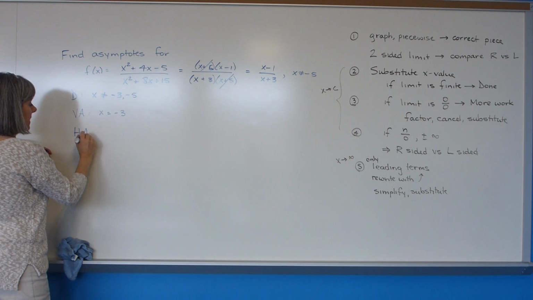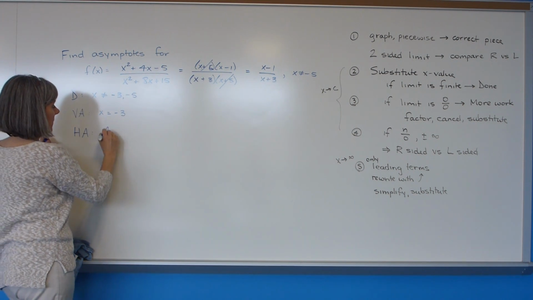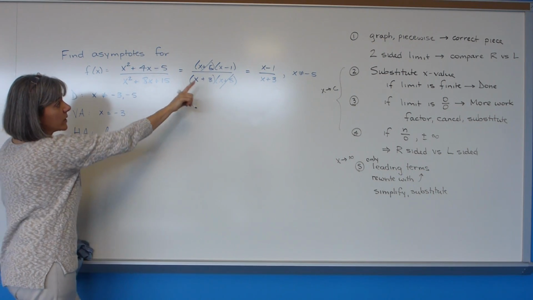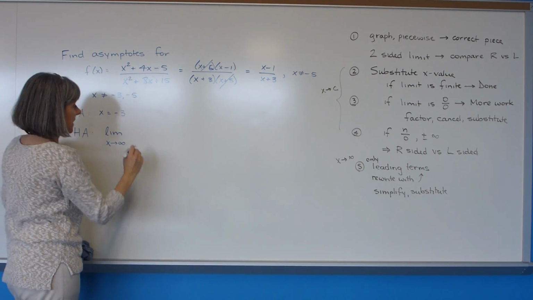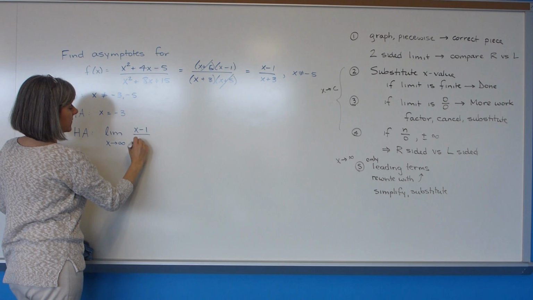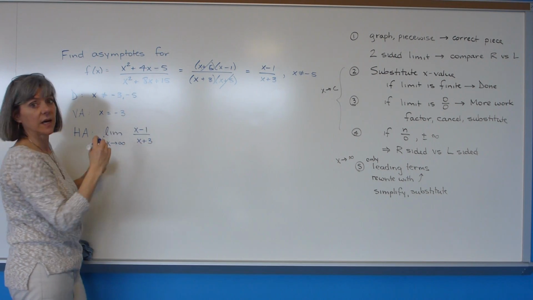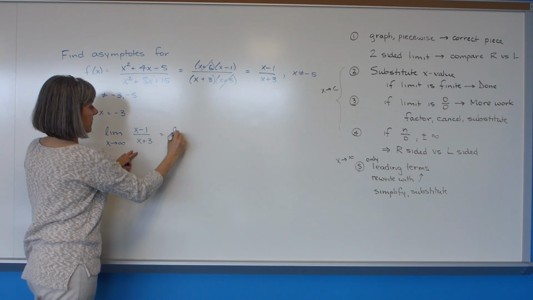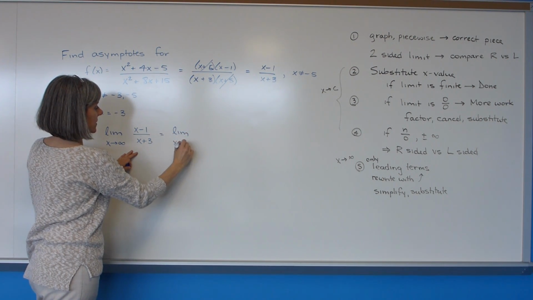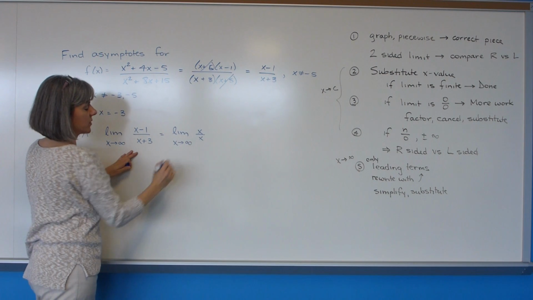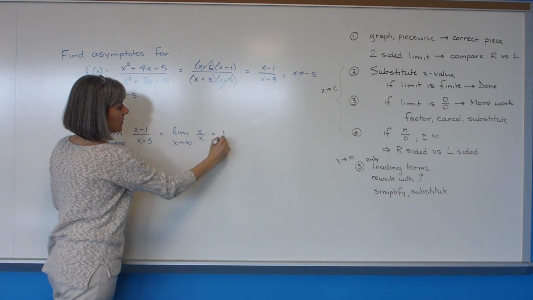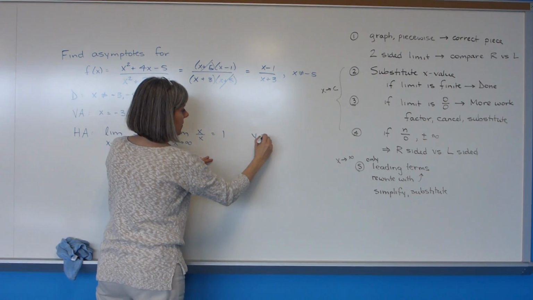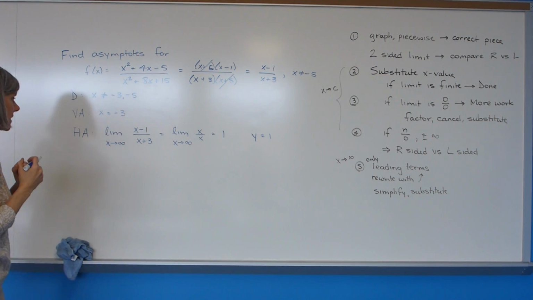Now let's look at horizontal asymptotes. Again, we can write the limit as x approaches infinity. We can use the simplified version. That would be fine. And we'll also look at using the non-simplified version. So this is the same as taking the highest leading terms. So x over x is 1. That whole limit will be 1. So in the end then, we have y equals 1 as a horizontal asymptote.